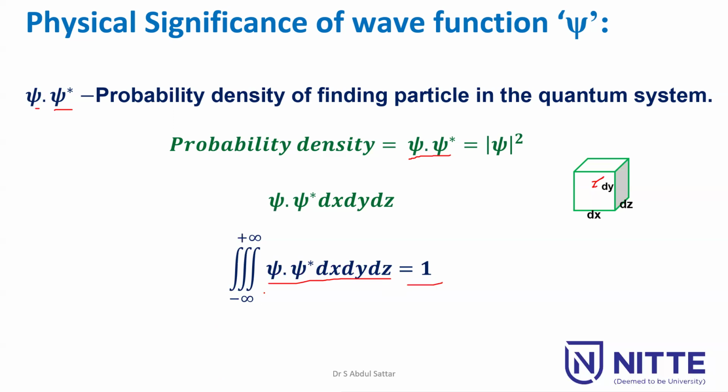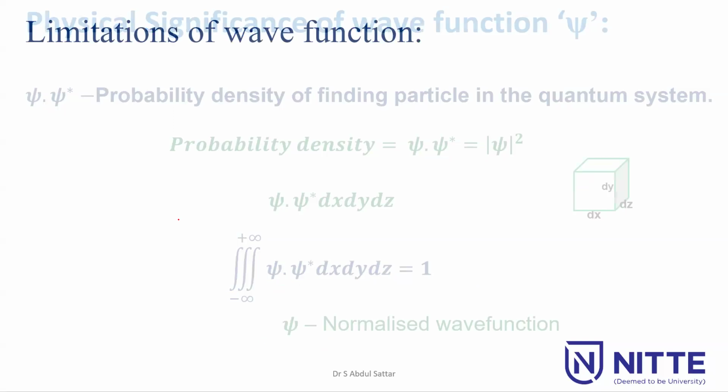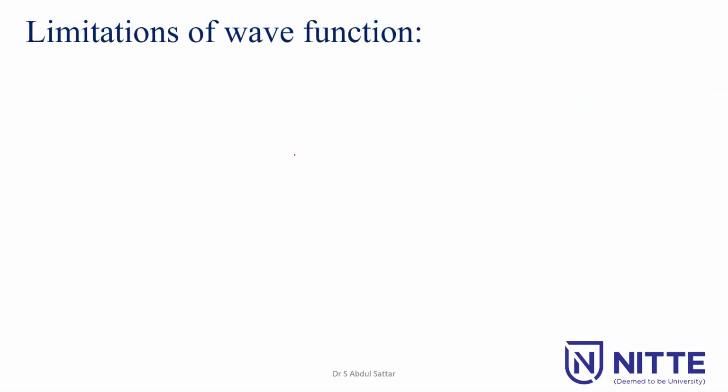If it is equal to 1, then psi is called a normalized wave function. Normalized wave functions only can explain the system completely. So psi is always normalized. If it is not normalized, first you have to normalize the wave function, then use it to explain the system. In addition to normalization, it has to satisfy some conditions, which we call the limitations of the wave function.